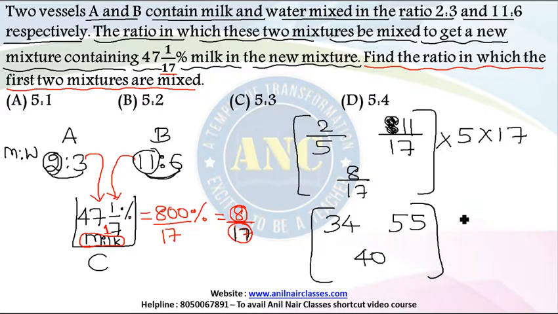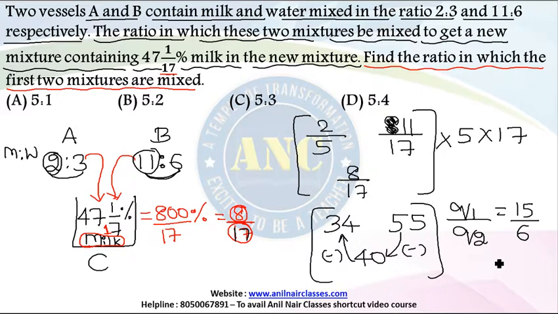In what ratio are they mixed is the question. Q1 by Q2 is nothing but P2 minus P, 55 minus 40, it is 15, divided by P minus P1, 40 minus 34, it is 6. Again you can further simplify it as 15 is 3 into 5, 6 is 3 into 2. Answer for this question is 5:2. I hope the idea is very clear for you.